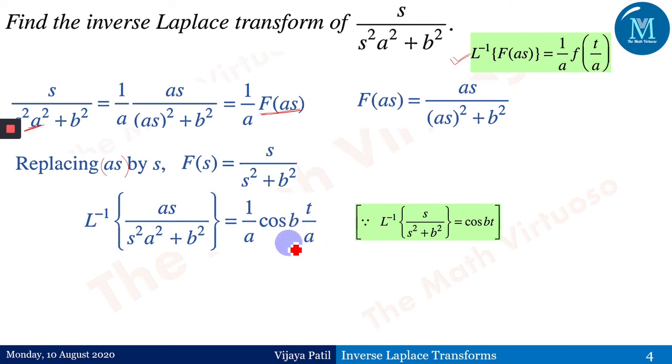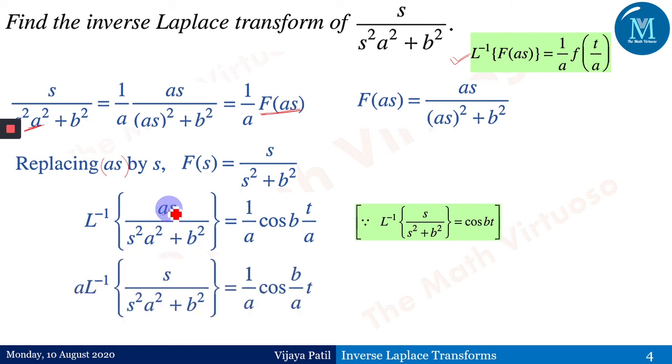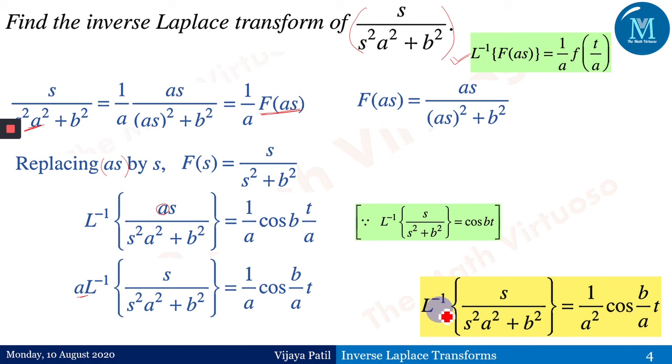Now this is the extra factor we have here. The a is not part of the function, so it will come out of the bracket, because I need to deal with the function given to me. I need to find the Laplace inverse of this particular function, and therefore I have taken this a outside. So a times Laplace inverse of s upon s square a square plus b square is equal to 1 by a times cos of b t by a. This a will go to the RHS, and I get 1 upon a square times cos of bt by a as the final answer for this example.